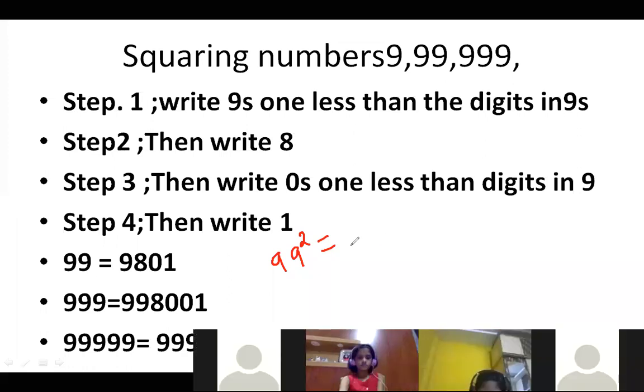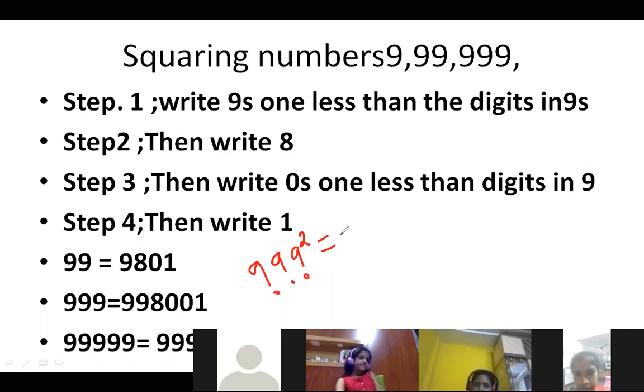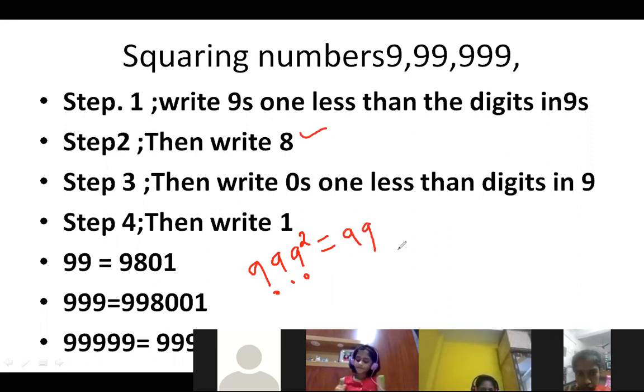We'll take 999. Write 9s, 1 less than the digits in 9s. That means 999 has 3 9s, so you should write only 2 9s. Then you should write 1 8 directly. Step 3, then write zeros, 1 less than the digits in 9. How many zeros should you write? Here 3 nines means you should write 2 zeros only. Then add 1 directly.